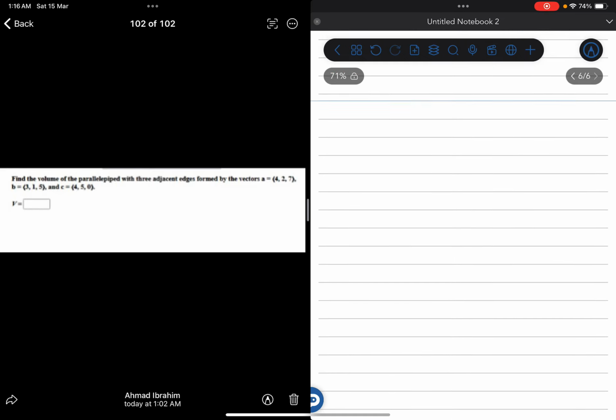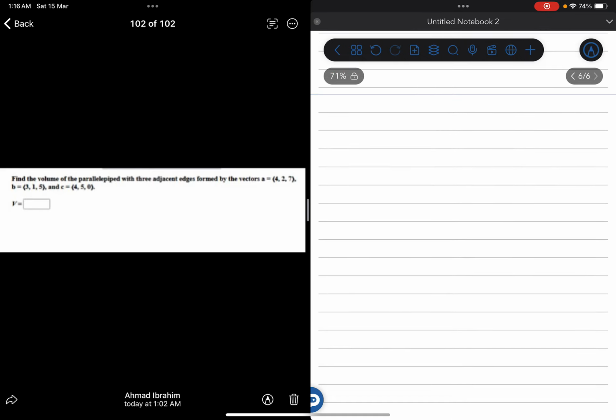Okay, you have to know the volume equation, which is V equals the absolute value of A dot B cross C. So first of all, we have to find B cross C, which is, write it in this matrix, 3 1 5, and for C 4 5 0. We all know how to compute the cross product.